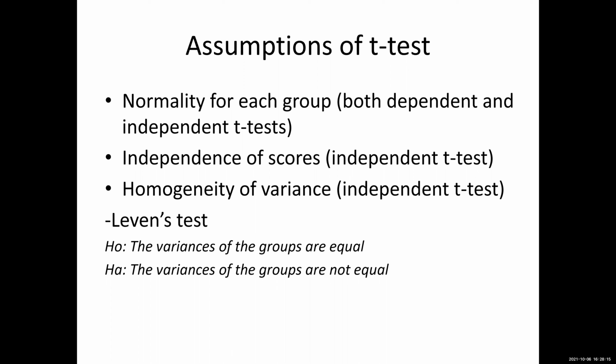If p is greater than 0.05, then you would accept H0, and H0 says the variances of the groups are equal. So you see here, we are not saying that p should be less than 0.05. Rather, if the variances of the groups are equal, then p here should be greater than 0.05, because if p is greater than 0.05, you would accept your H0, and H0 says that variances of the groups are equal.